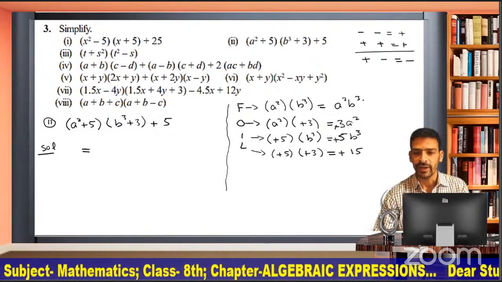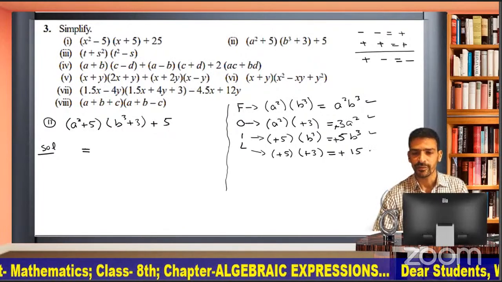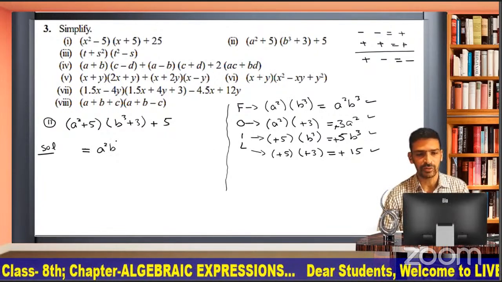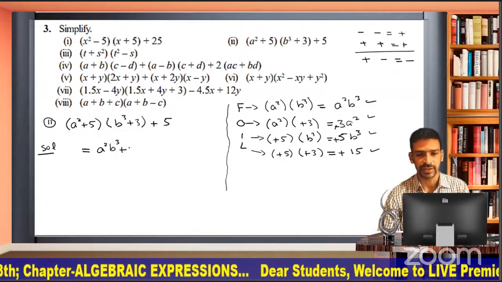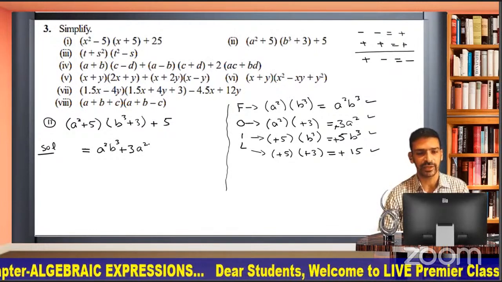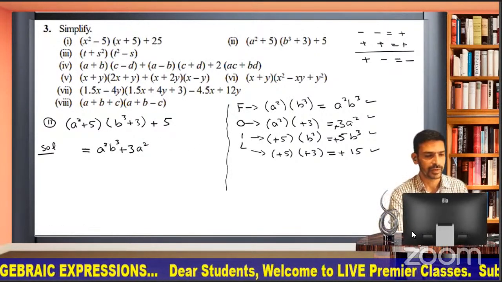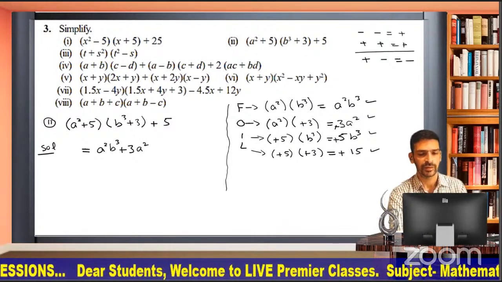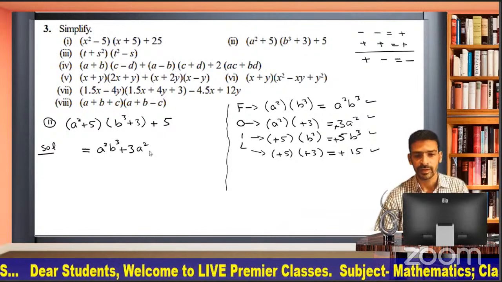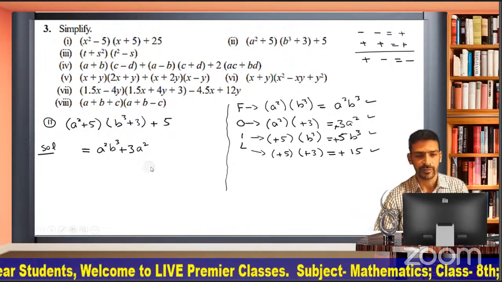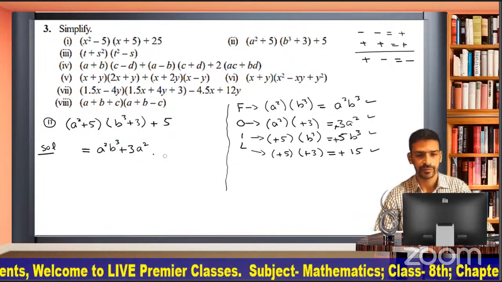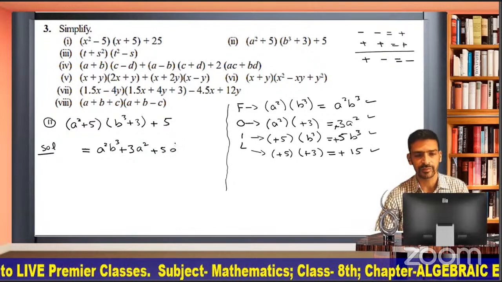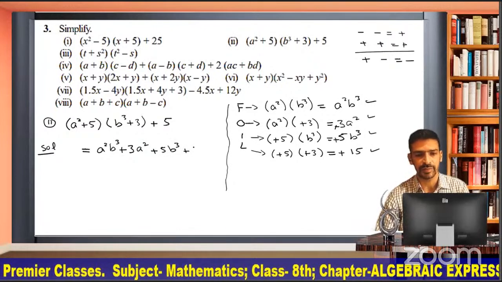Now we have to write these 4 terms here. It is a square b cube plus 3a square, then we have plus 5b cube and plus 15.